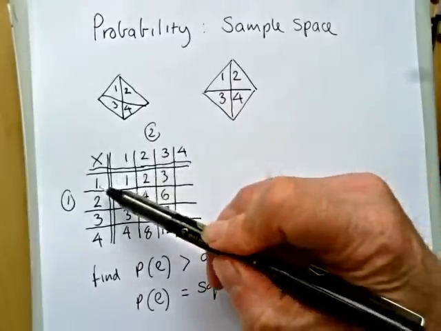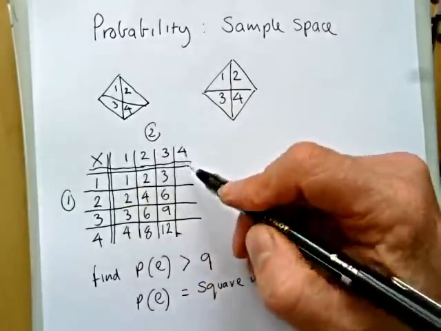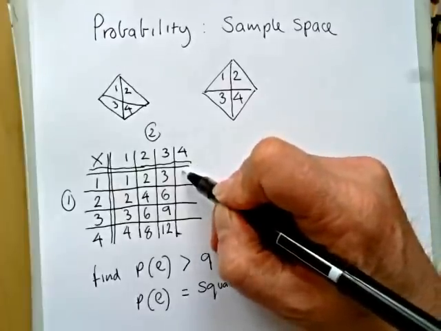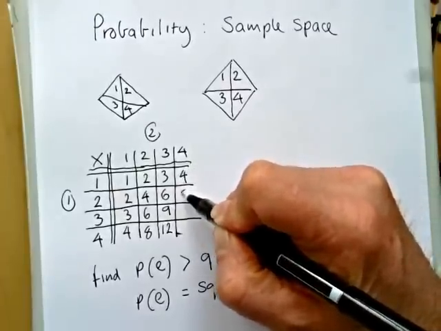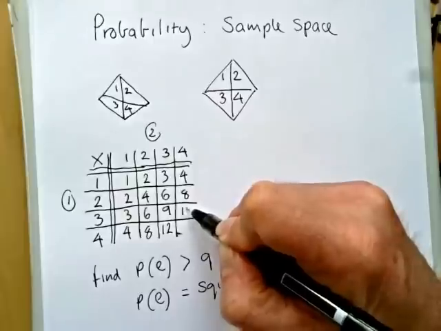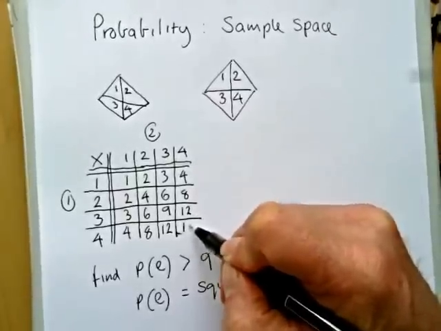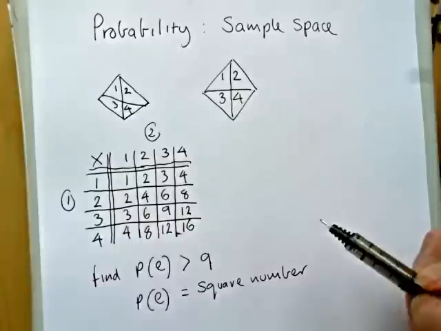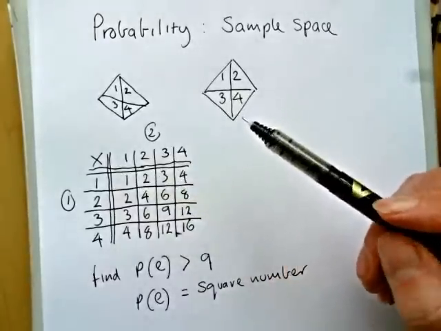On to the last column: 1 on the first, 4 on the second, 1 times 4 is 4, 2 times 4 is 8, 3 times 4 is 12, and 4 times 4 is 16. So we now have completed the sample space.